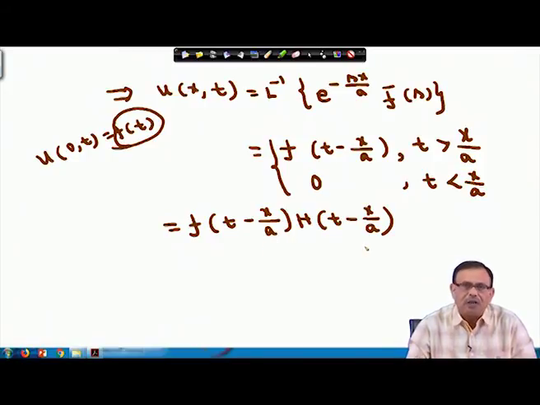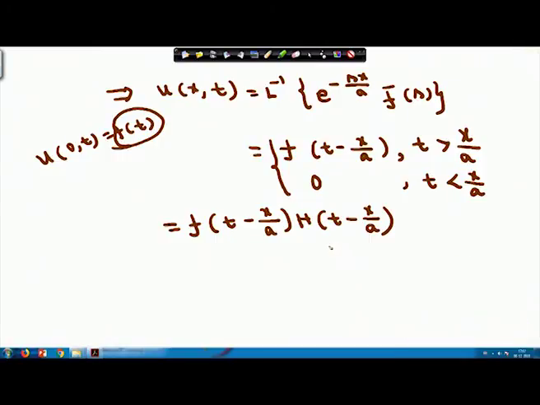And this was the third step, that once I have obtained u bar x s, by using the inversion formula I have to obtain the value of u x t, and by that way I am writing this particular equation f of t minus x by a into h of t minus x by a.